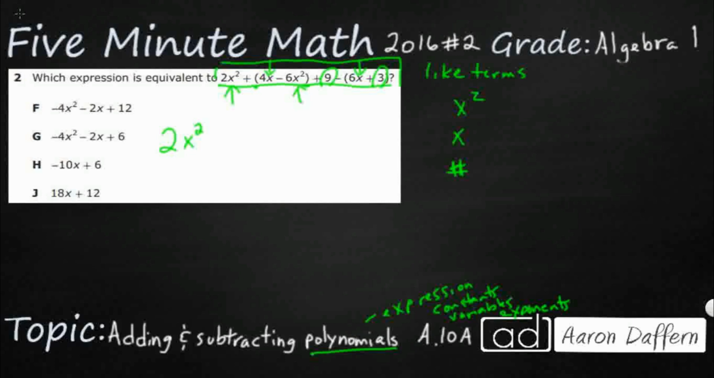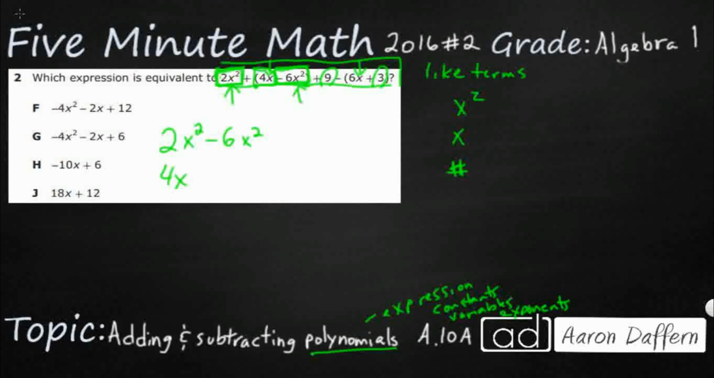But I'm going to just put a box around what I'm grabbing out of here. I'm putting a 2x squared and a minus 6x squared. Okay, so I've boxed both of those. Minus 6x squared. Now, what's next? My x's. Okay, so I've got a plus 4x. And then I've got a minus.